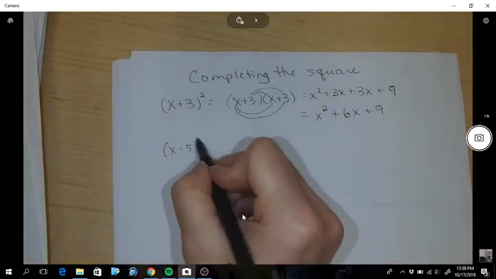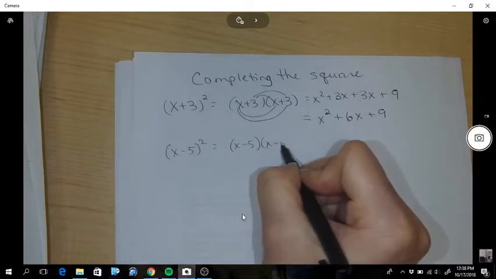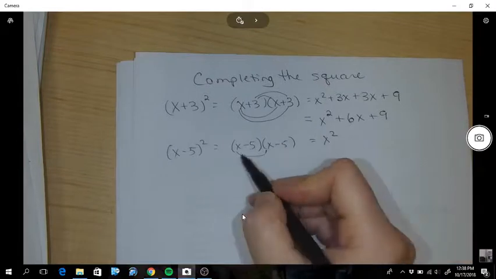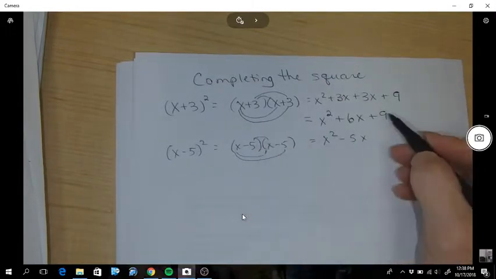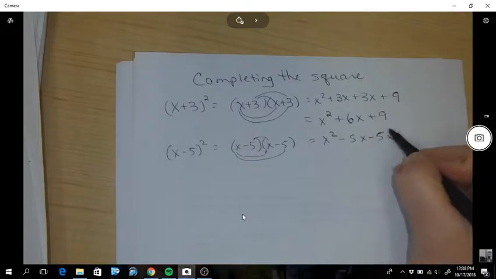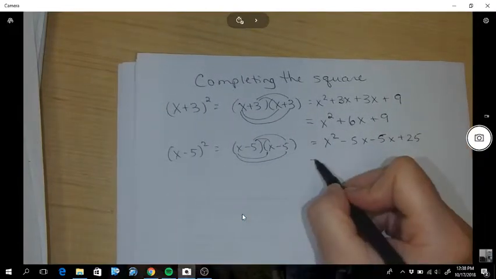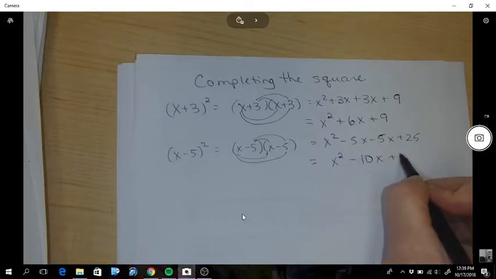(x - 5)². (x - 5)(x - 5). First times first, x squared. Outsides, negative 5x. Insides, negative 5x. Last makes positive 25. x² - 10x + 25.